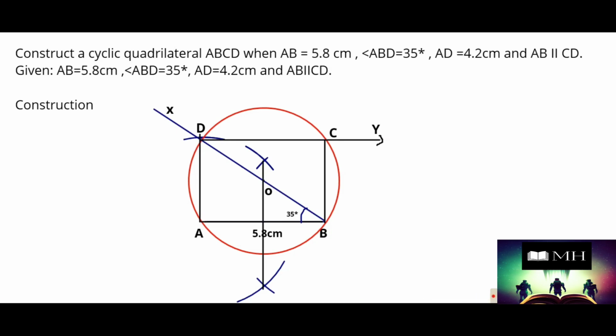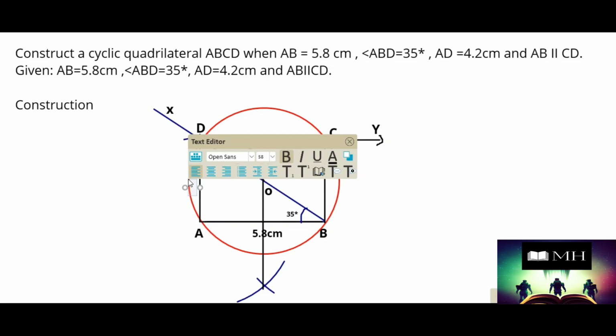And the seventh or last step. Now ABCD is the required cyclic quadrilateral, my friends.